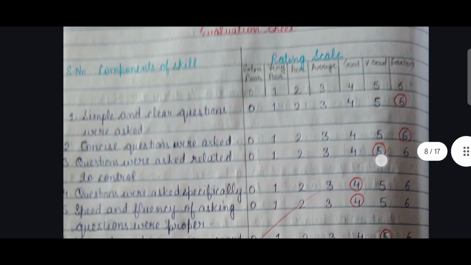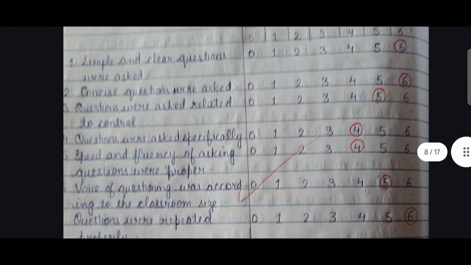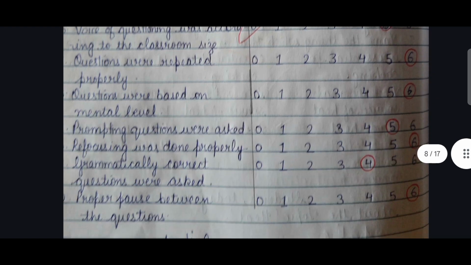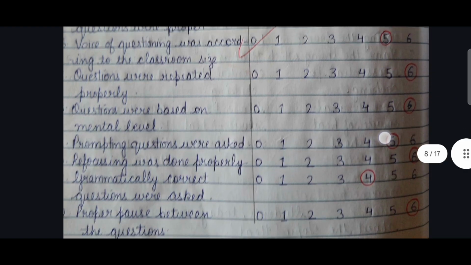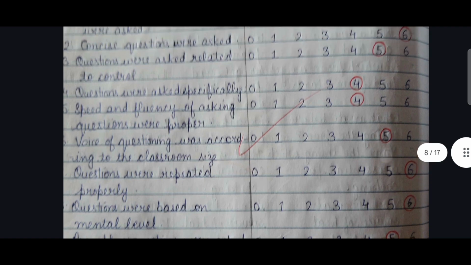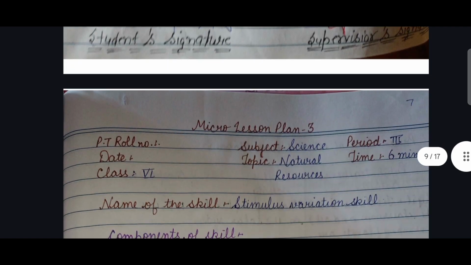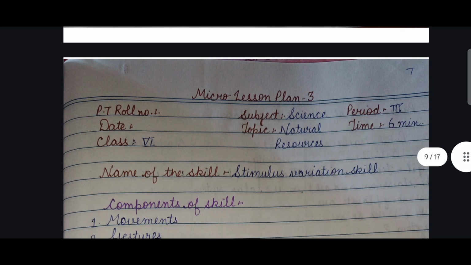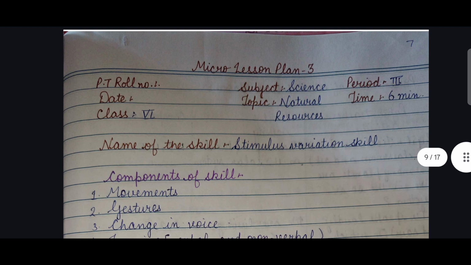Then again the evaluation sheet, where components of skills and rating scale are given as in the previous one. And then the student signature and supervisor signature. The third micro lesson plan is on the topic natural resources, class 6th. The name of the skill is stimulus variation skill.